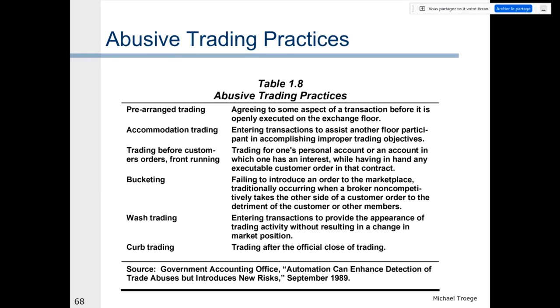So what can go wrong? What can you do in commodity markets to manipulate prices, for example? Well, lots of things. Okay, here's a list of abusive trading practices. We can just go over it. Okay, prearranged trading. So basically, you discuss the price with your counterparty before you make an offer on the trading floor, or before you enter an offer in the electronic trading system.